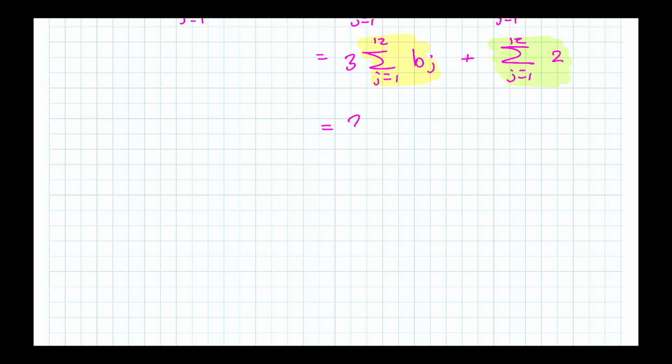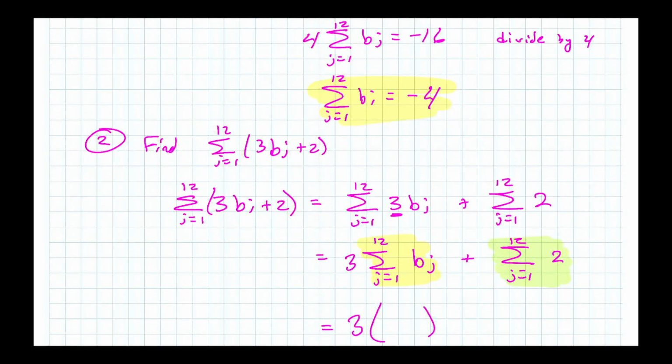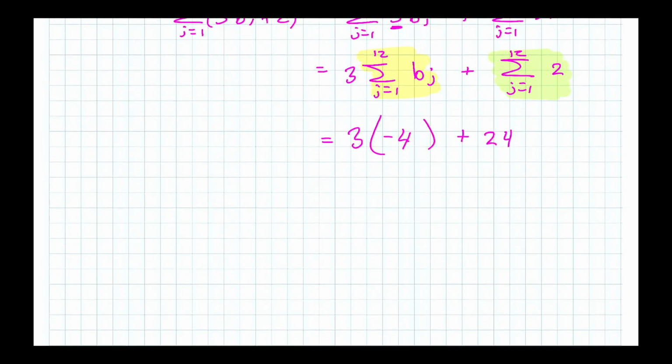So we've got 3, and then the sum from 1 to 12 of bj. That's what we came up with already, right? The sum of bj is negative 4. And then we have plus the sum of 2. From 1 to 12, we're summing up 2. Remember what to do, we just multiply these. 12 times 2 is 24. So we have 3 times negative 4, which is negative 12, plus 24. So the result is going to be 12.